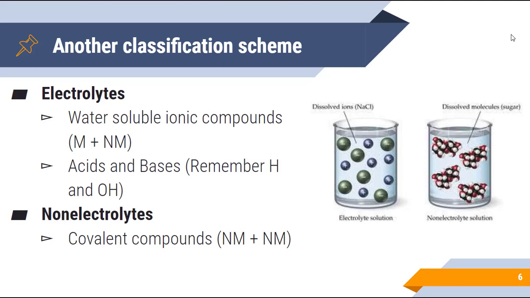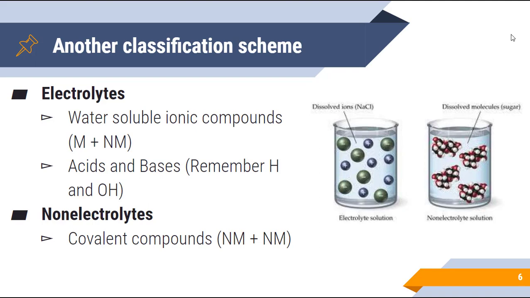So how would we classify these things? Electrolytes are going to be water-soluble ionic compounds. Basically, that means that they're ionic compounds, which is a metal plus nonmetal. You know that already. And water-soluble just means that they're not insoluble on your solubility chart. Acids and bases are included in this as well. Remember H and OH. Acids start with an H, and bases, for at least now, end in OH. These dissociate as well when you put them into water and therefore are considered electrolytes.